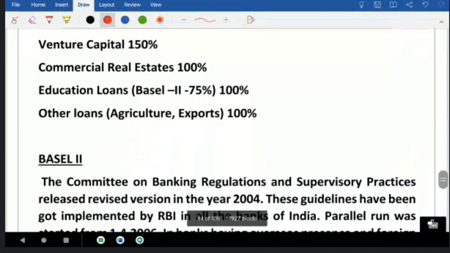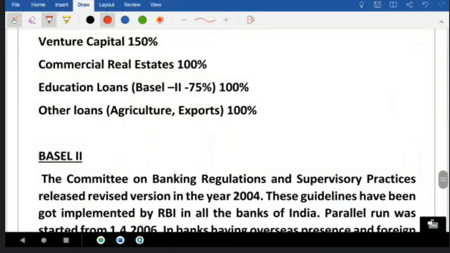Okay, and a few more are here that you can see. Venture capital 150%, commercial real estate 100%, education loan in Basel 2 it was 75%, now it is 100%. Other loans, agriculture, export, 100%. So this is the list of percentages of risk weighted assets. How much percentage you have to take.